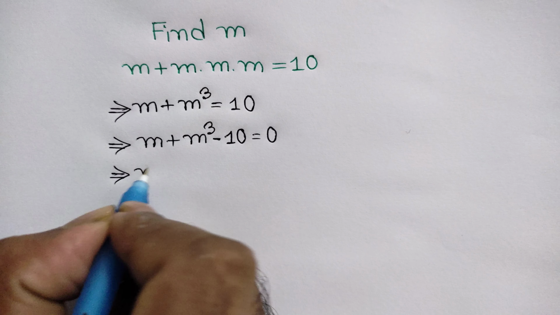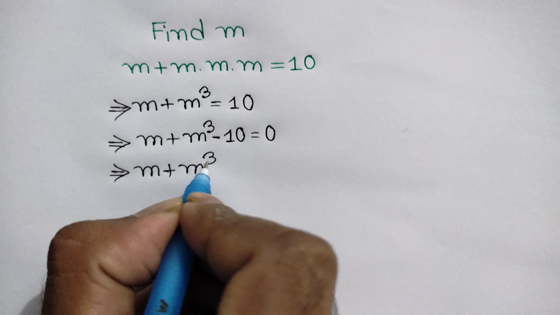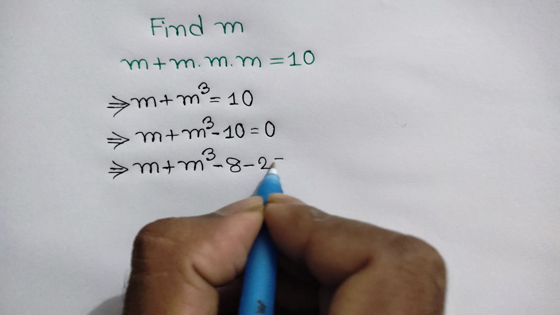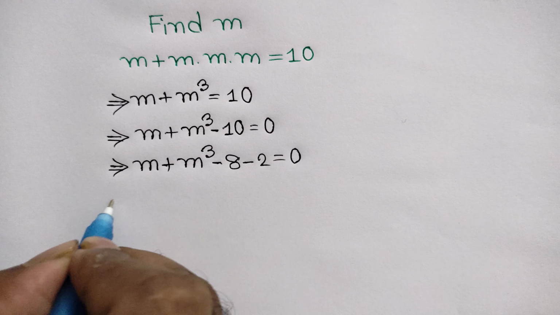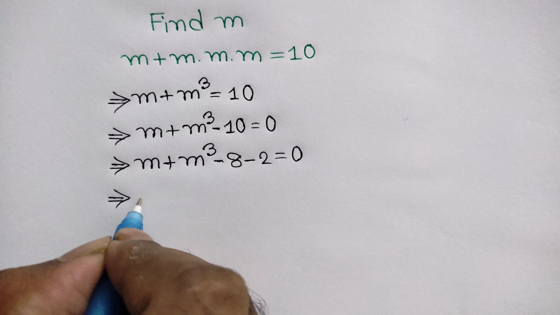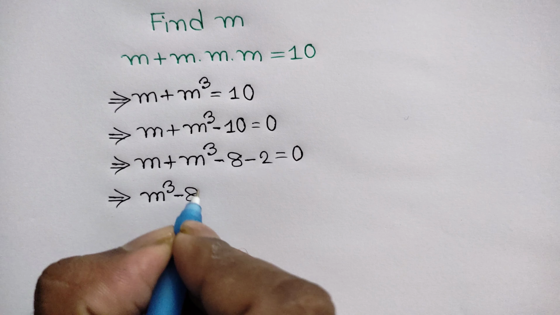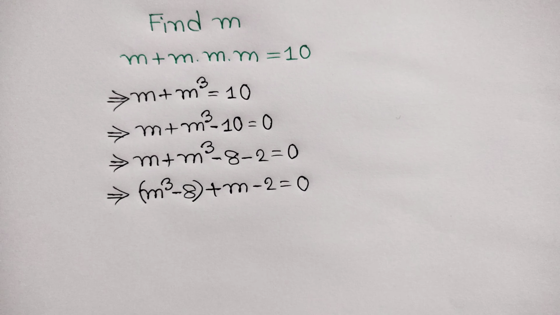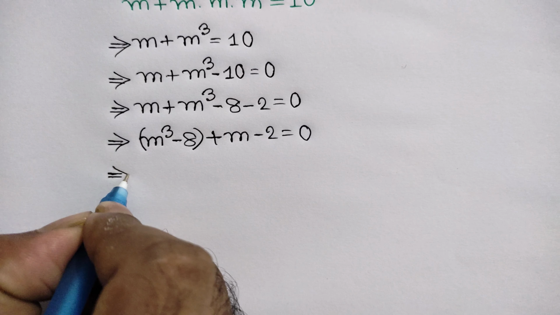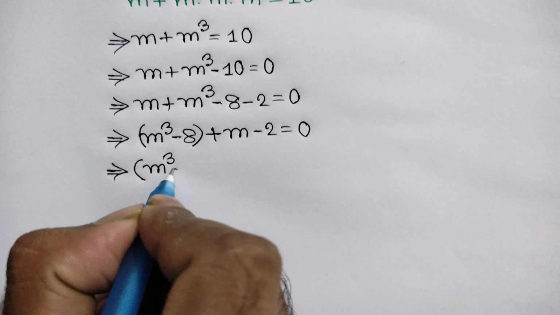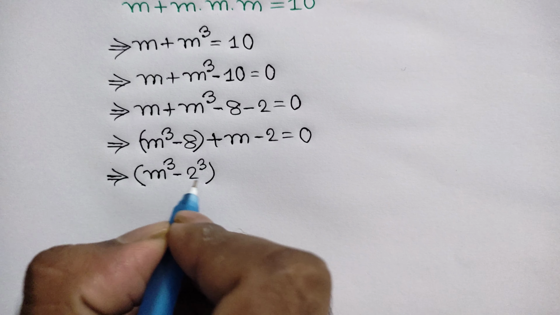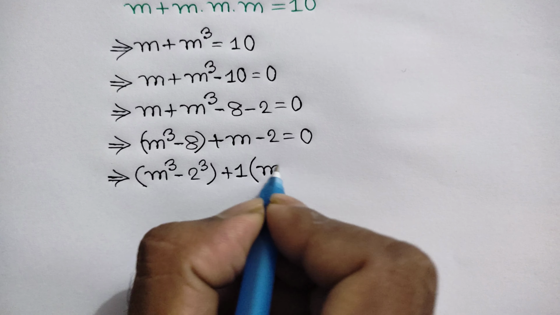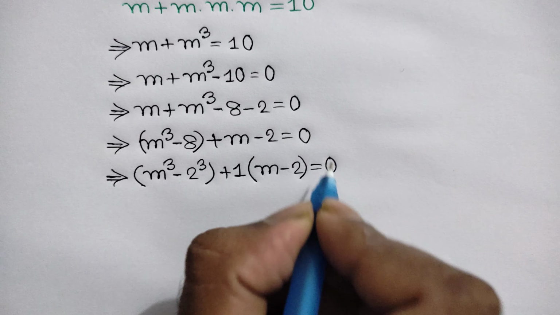Or m plus m cube. Now this negative 10 can be written as negative 8 and negative 2 is equal to 0, or now rearranging left sides, we can write here m cube minus 8 plus m minus 2 is equal to 0, or open bracket m cube minus 8 can be written as 2 cube close bracket, plus here we can take common plus 1, so we will get m minus 2 close bracket is equal to 0.